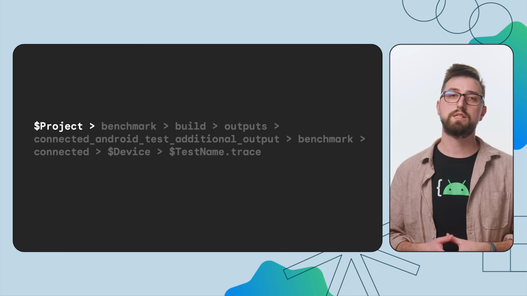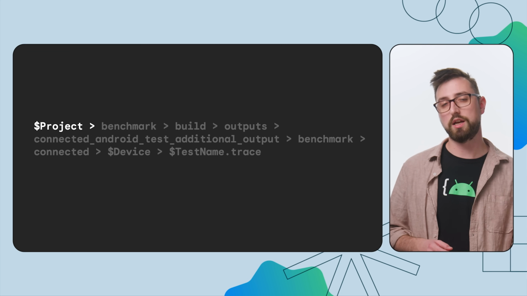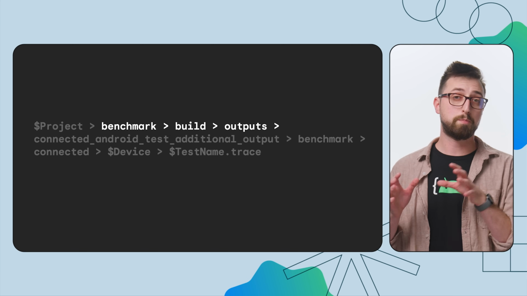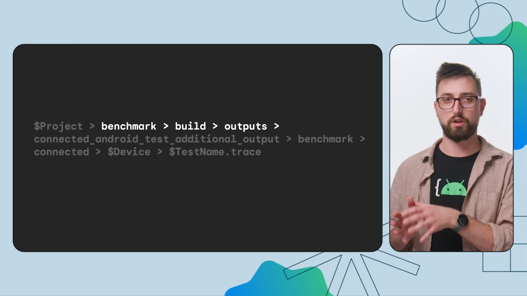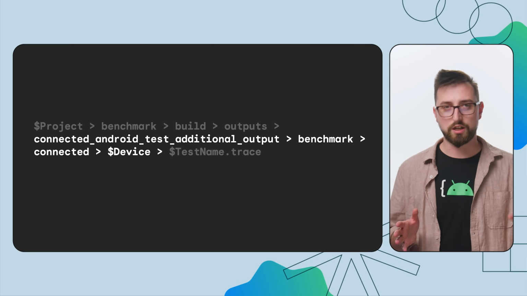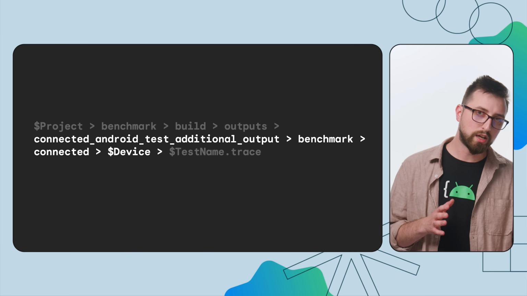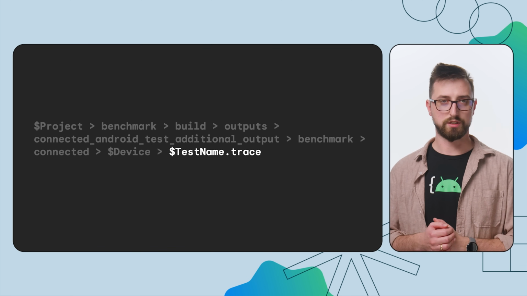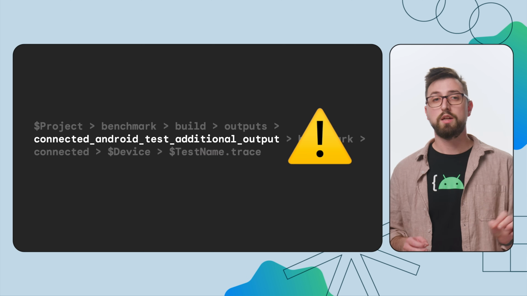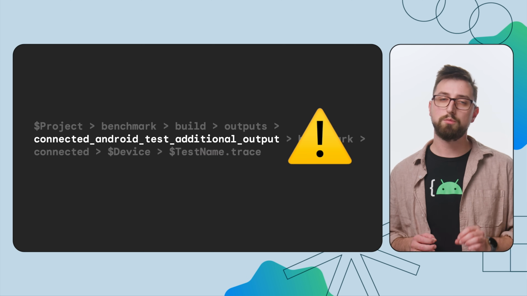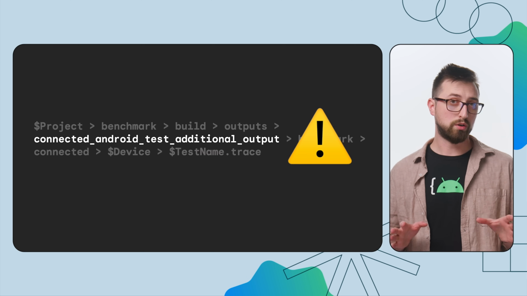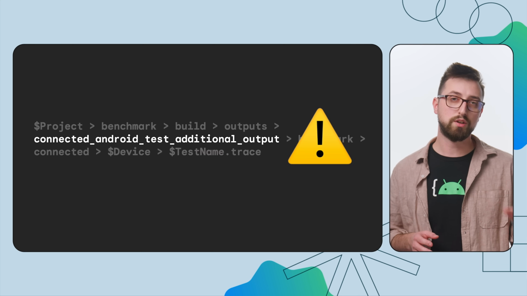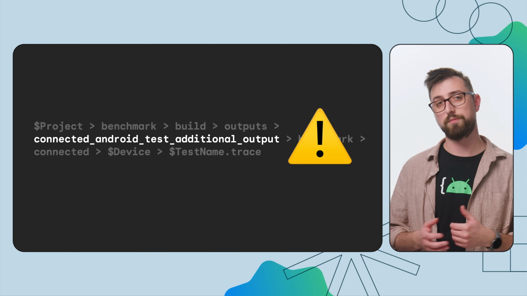So to use the traces from Macrobenchmark, you can locate them in your project, in the benchmark module build outputs folder, connected Android test additional output, the build variant name, the device name, and there you can find all the traces. Be aware though, this folder is rewritten every time you rerun the benchmarks, so you need to copy the results to a different folder if you want to retain them.